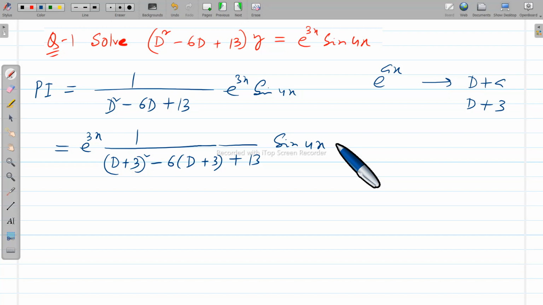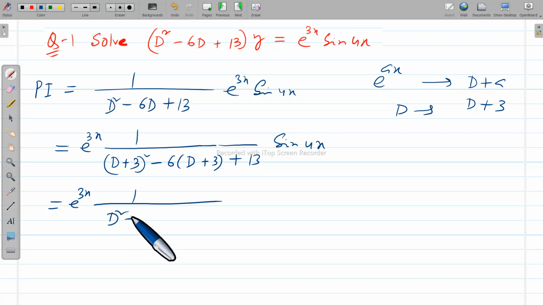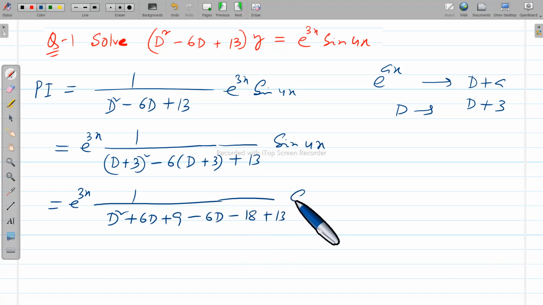It's very simple. First you have to work on the exponential function, transform it to the left side. Then all D should be replaced by D plus a. What is a here? A is equal to 3, so that's why you replace D by D plus 3. Now you write e to the power 3x here, and expand it: D square plus 6D plus 9 minus 6D minus 18 plus 13, of sine 4x. Please check.